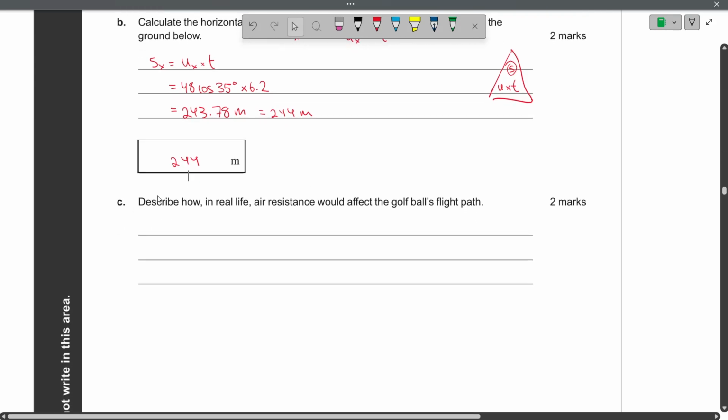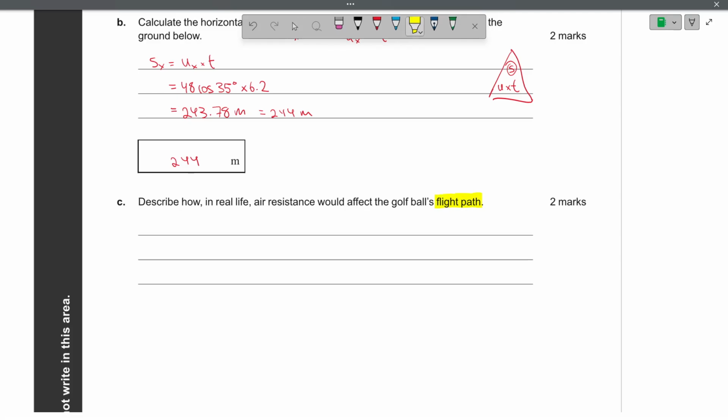Part C, describe how in real life air resistance would affect the golf ball's flight path. I'm going to highlight flight path here because I think it is very important in how the examiners want you to answer this question. Flight path refers to both what's happening horizontally and vertically during its flight. Air resistance would have an effect on both the horizontal and vertical components of its velocity during the flight, won't it? Because air resistance wants to hinder the motion of that projectile.